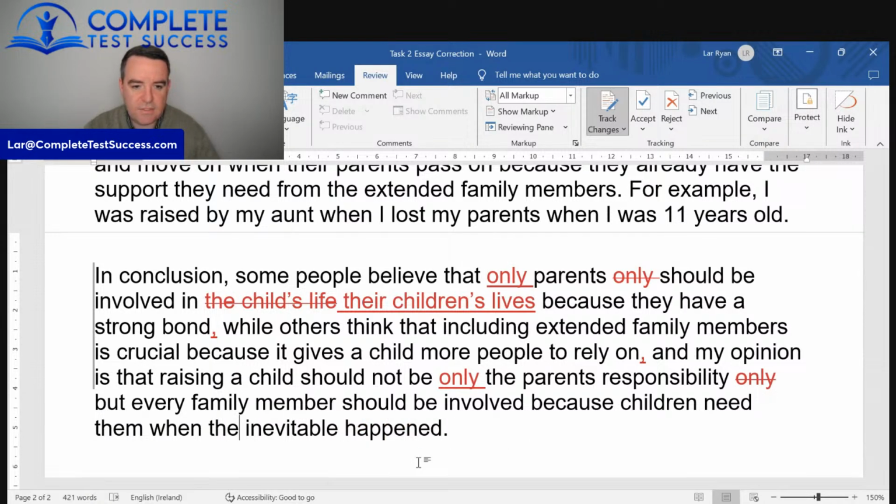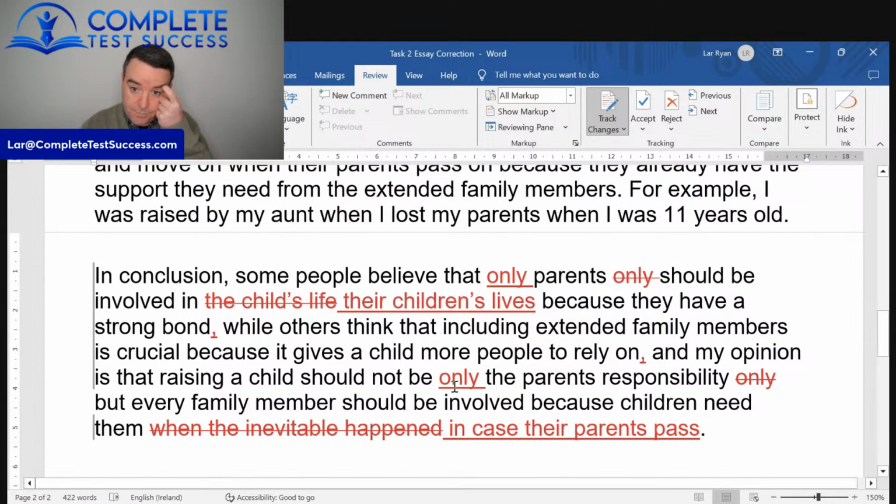I'm going to change that because it's "the inevitable", but it's not inevitable that a child's parents would pass when they're still a child. So that's like inevitable that someone's going to die. Yeah, definitely. We could say it in that context, but it's not inevitable that a parent would die while their child is still a child. So involved because children need them in case their parents pass, like that. Okay.